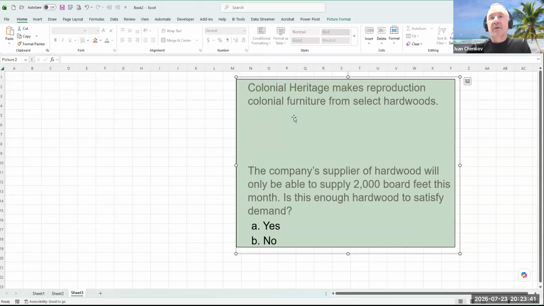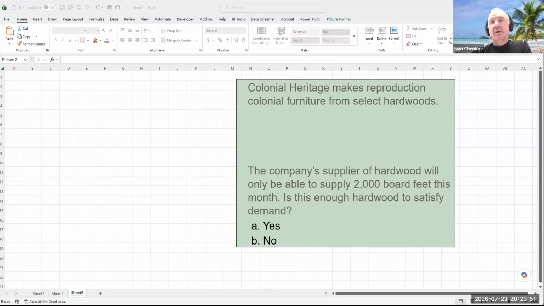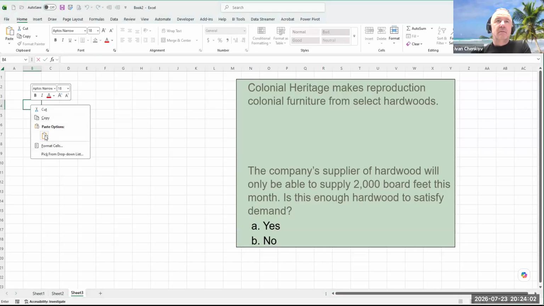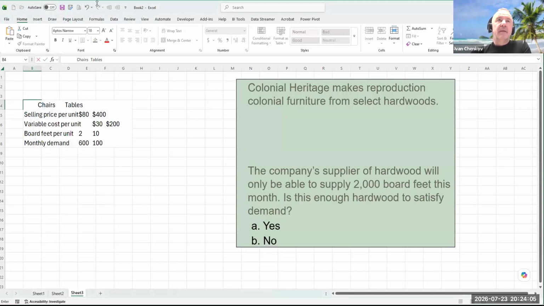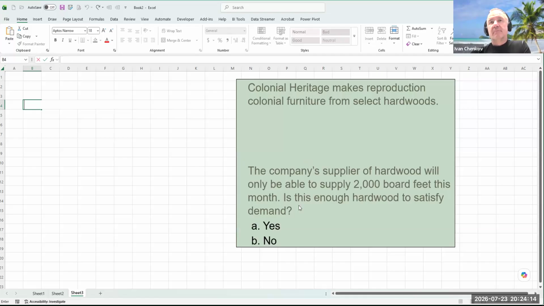So that's the information. Now we're missing the Excel spreadsheet from the question, which I'm going to extract right now, and I'm going to present it to you right here. That's not what I wanted. Let's try another way. Still not what I want. Let me try again.